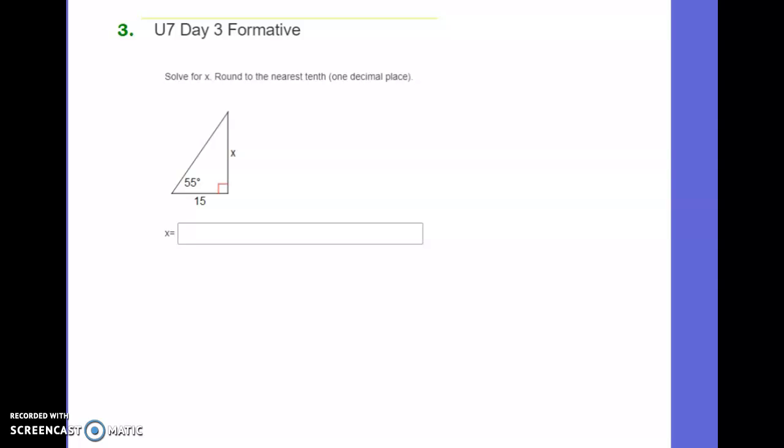This one gives us an angle, and it's not special, so we're going to have to use trig. This side in relationship to this angle is opposite, and this side is not the hypotenuse, so it's adjacent, right next to it. So the trig ratio that gives us opposite over adjacent is tangent. So the tangent of 55 degrees, and make sure your calculator is in degrees, unless of course you're using Desmos, you don't have to worry, it's already in degrees, should equal x over 15.